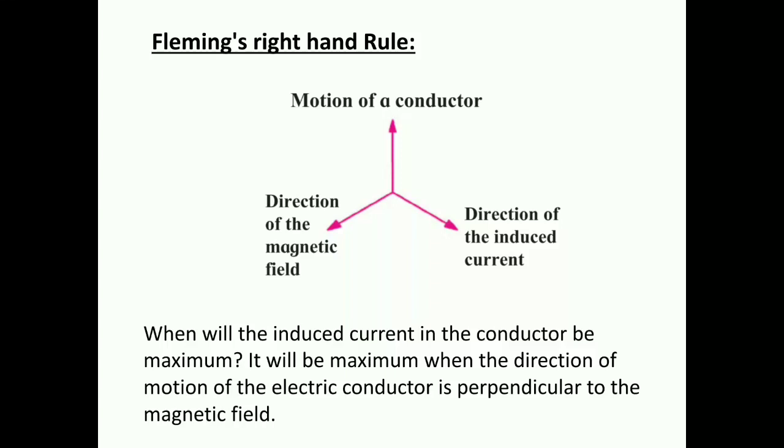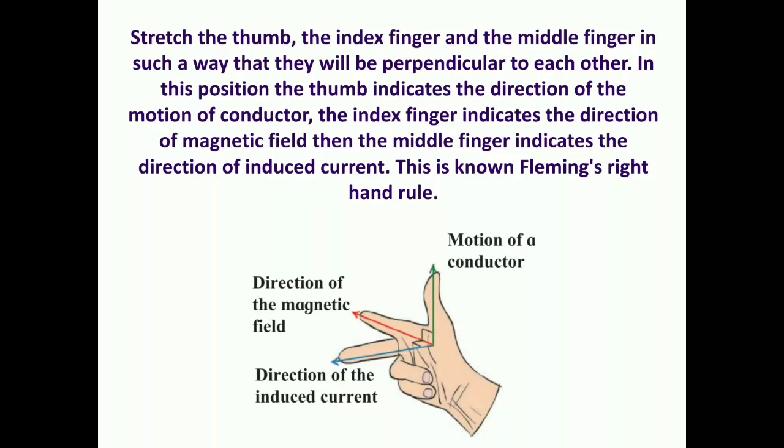Fleming's right-hand rule. When will the induced current in the conductor be maximum? It will be maximum when the direction of the motion of the electric conductor is perpendicular to the magnetic field. In order to show the direction of induced current, Fleming's right-hand rule is very useful. Stretch the thumb, the index finger, and the middle finger in such a way that they are perpendicular to each other. In this position, the thumb indicates the direction of the motion of the conductor, the index finger indicates the direction of the magnetic field, and the middle finger shows the direction of the induced current. This is known as Fleming's right-hand rule.